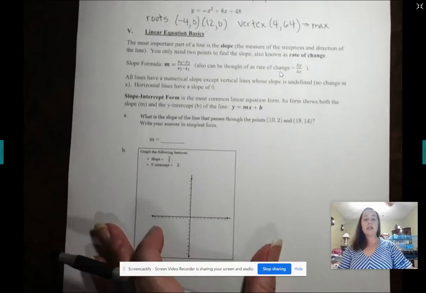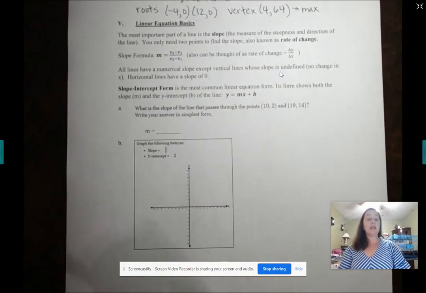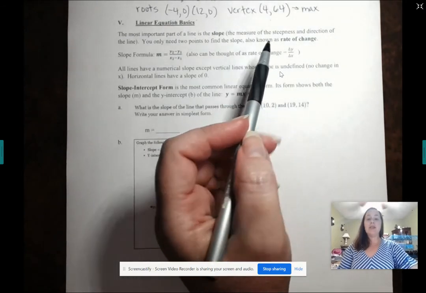All right, now we're ready to move on to our linear equations. We hardly spent any time in Algebra 2 on linear equations because basically the first half of Algebra 1 is practicing this. So we expect you to remember it because you also did some of that in 8th grade math. So the most important part of a line is the slope. You know the slope measures steepness and direction of a line.